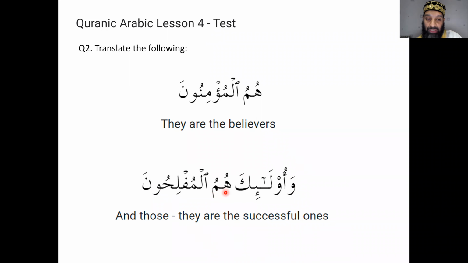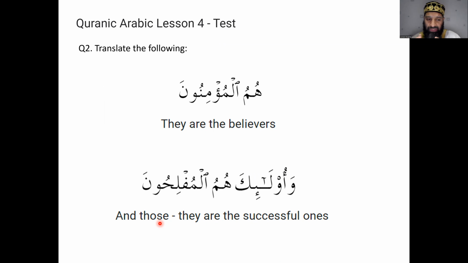So pronouns don't have the power to change the case of the noun. So the noun will just stay marfu. If it goes over your head, don't worry, because it doesn't affect the meaning. This is not the sort of sentence that affects the meaning. So if you don't know, it doesn't matter. As long as you know muflihuna means plural, that's fine.